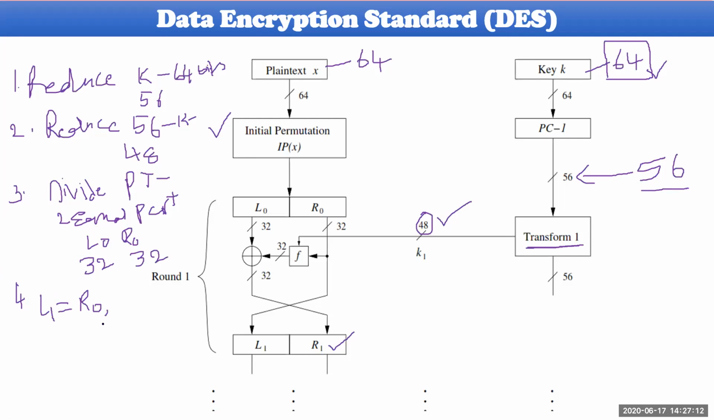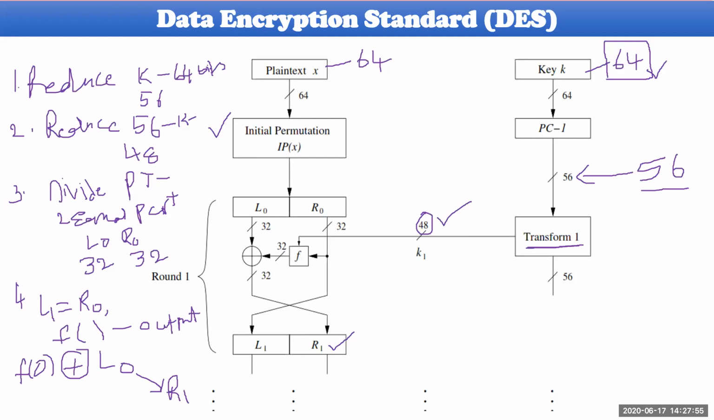Then you operate in this step: find the round function output here. After getting this output, exclusive OR it with L0, and forward it to R1. These are the four operations which happen continuously in every round.